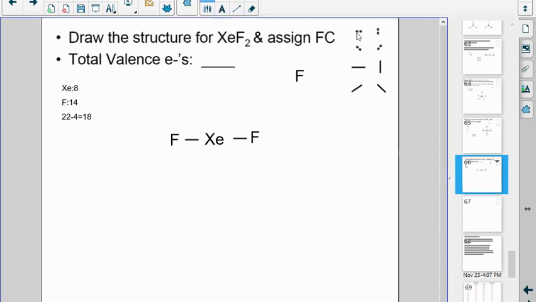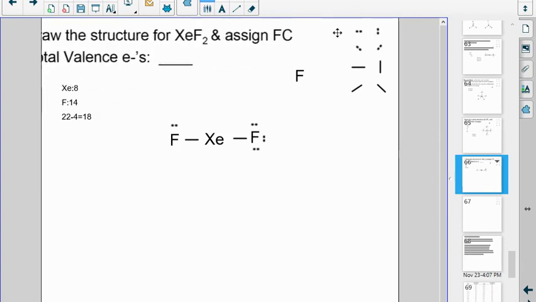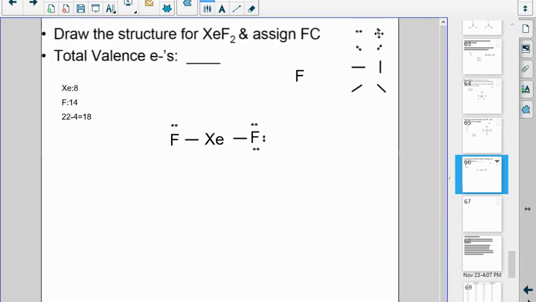We know we're going to place 6 around each of the fluorines. So that's 12 total. That leaves me with a total of 6 more that I have to place. Where am I going to put them? I'm going to put them on the xenon.